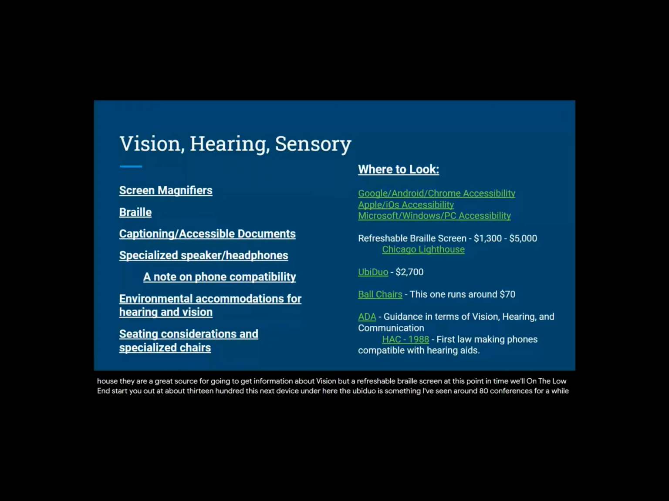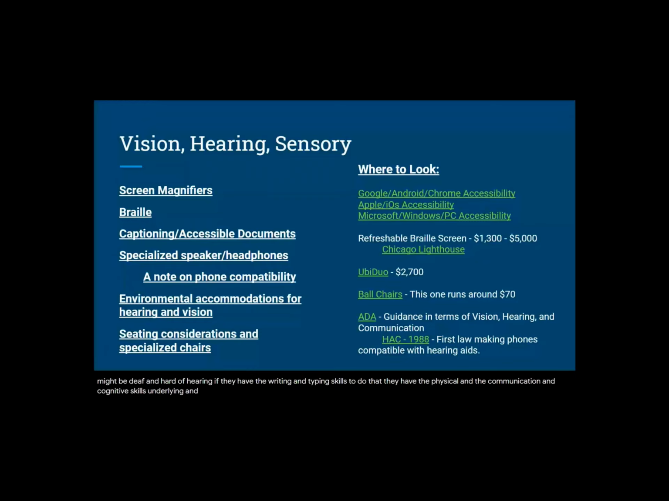This next device under here, the UB Duo, is something I've seen around AT conferences for a while now. What it basically is, is two computer keyboards that have a small screen, and you can type messages back and forth. The reason I included this is because a lot of police departments have purchased these. There are some DMVs in different states that have purchased these because they might not always have a sign language interpreter on staff, but it allows them to communicate with someone who might be deaf or hard of hearing if they have the writing and typing skills to do that. They have the physical and the communication and cognitive skills underlying.